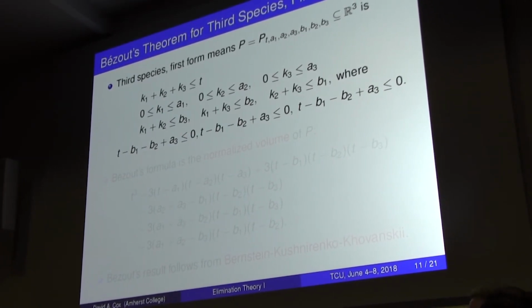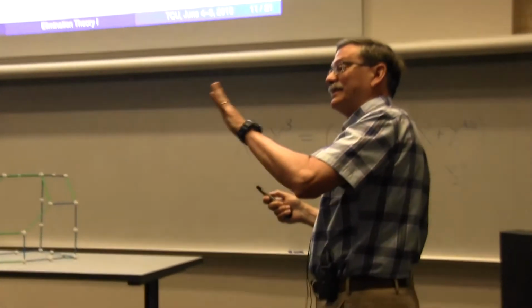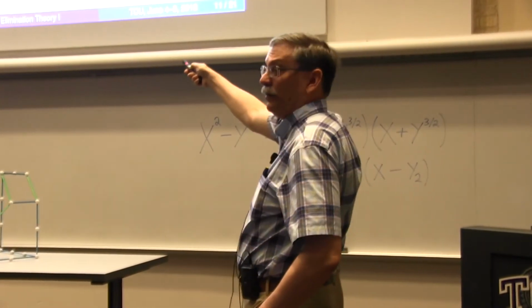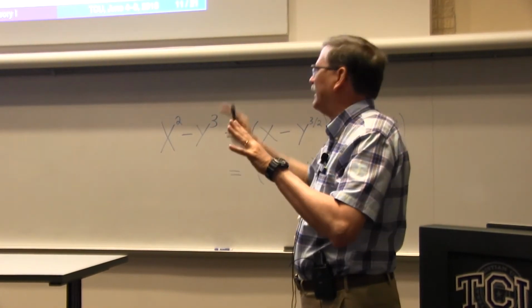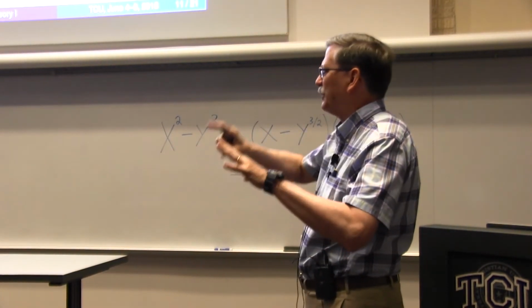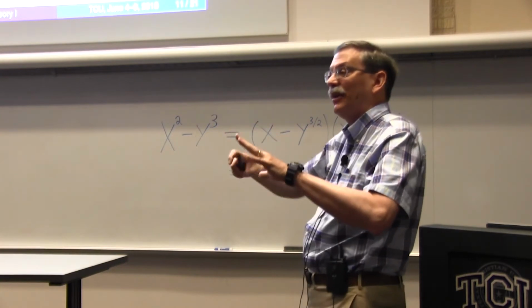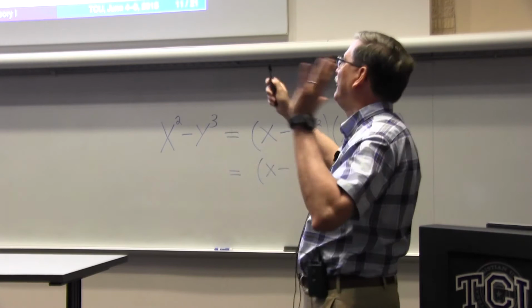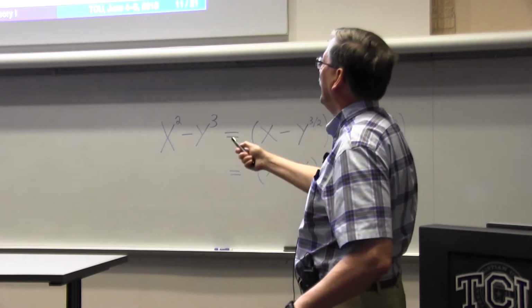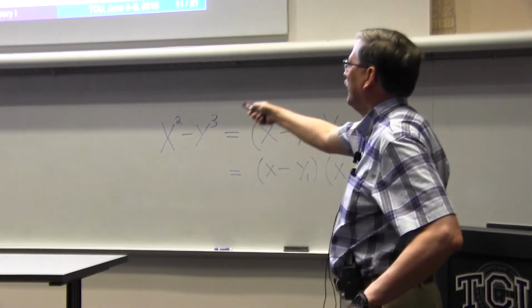here I'm going to give the simplest version. I'm going to assume they all have the same Newton polytope. Although it turns out that Bezout's formulas would actually look more complicated because each of the three could have a different Newton polytope, but of the third species first form. Here, just to simplify life, I'm assuming they're all the exact same Newton polytope. And here's the formula that he gave.